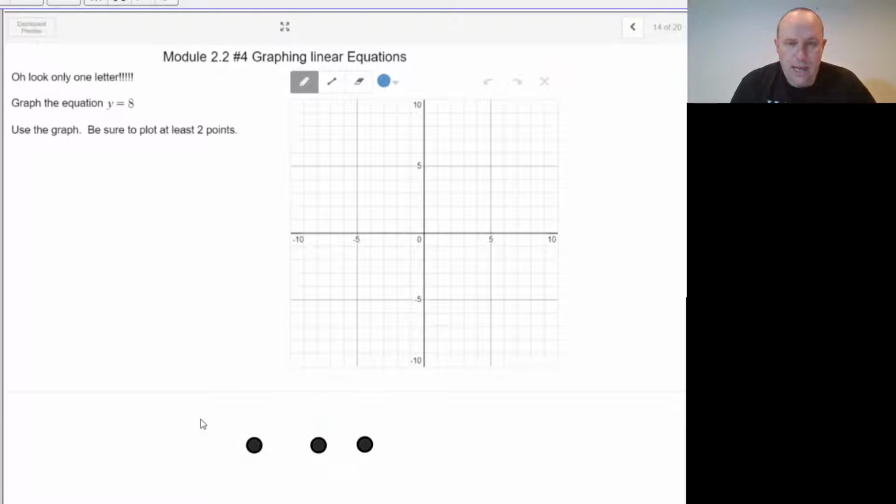Y equals 8. So this only has a single letter. So I'm already thinking about my Hoy and my Vux. For this one here, I'm going to start from 8 on the y-axis. And the H in Hoy is horizontal. So I just need another point that would make this horizontal. And that just means straight across. I think that would work fine. If you want to put one more point, you could certainly do that as well.